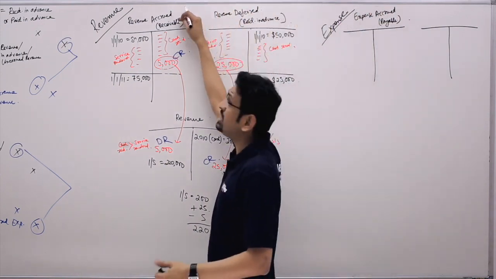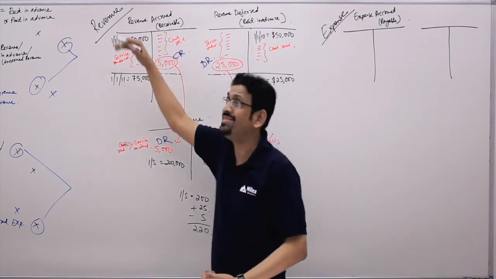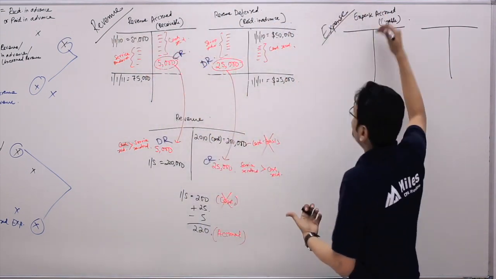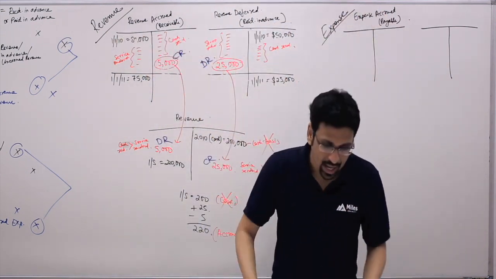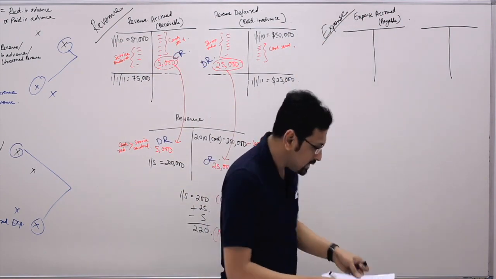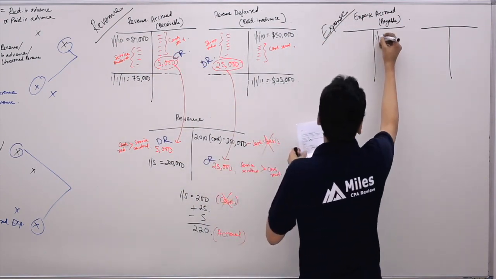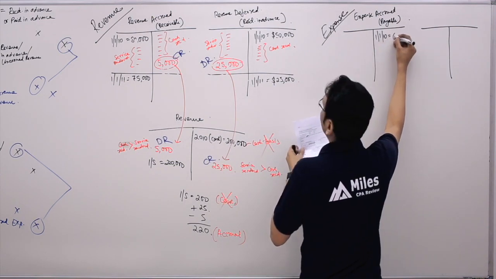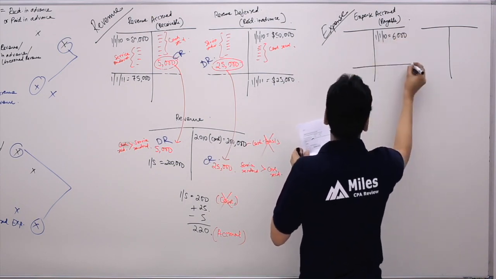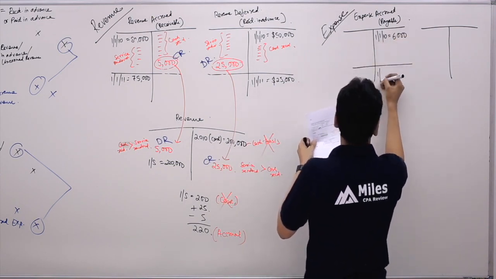Revenue accrued, receivable, that was something which is to come in, an asset. Expense accrued, that's a payable, that's to give out, that's a liability. So you have the beginning balance of $6,000 and the ending balance of $9,000.